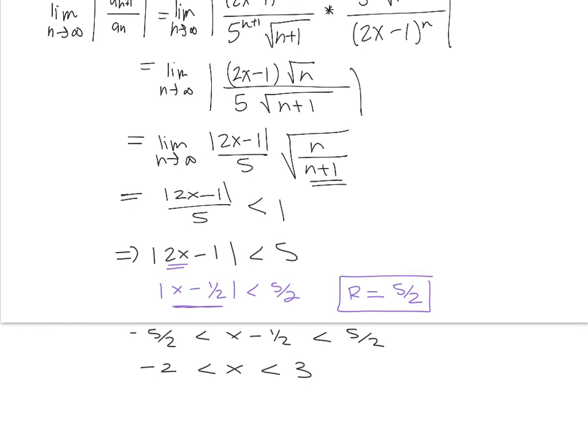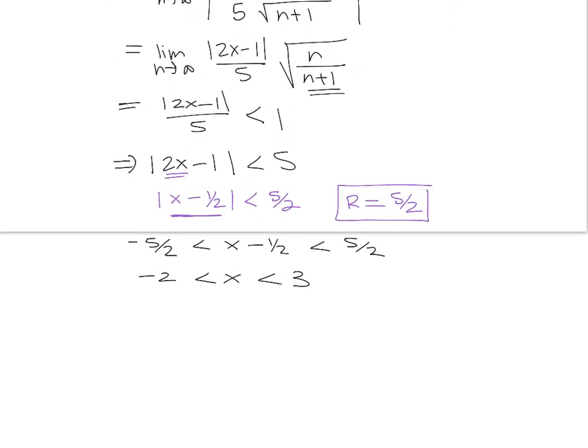So notice that the total length of this interval is 5. The r is half of that length. The final thing we need to do here is test the endpoints. So at x equals negative 2, when you plug that in, you get the sum from n equals 1 to infinity. So negative 2 times 2 is negative 4, minus 1 is negative 5. So negative 5 to the n over 5 to the n root n. Well, the 5 to the n's cancel, leaving us a negative 1 to the n.